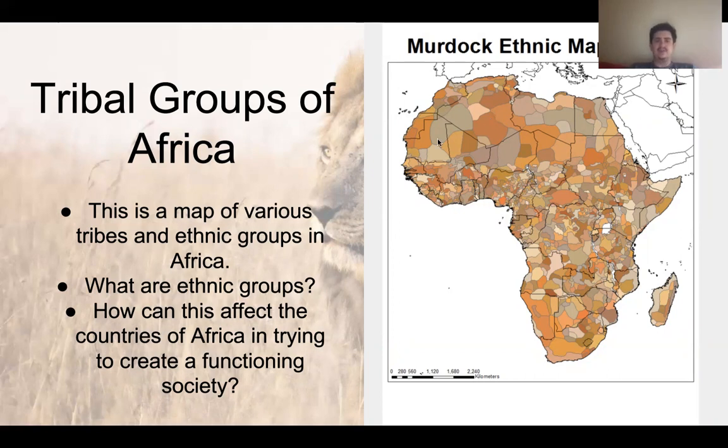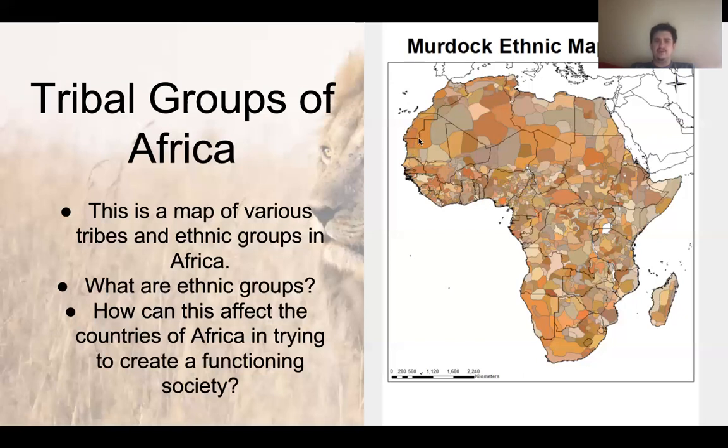So he started studying the different ethnic groups that you would find in Africa. Each of these little different shades of colors, these different sections, is a single tribal group. Now, if you notice, along the coast where there is more rain, a better climate, the number of ethnic groups in an area is a ton. There are a ton of ethnic groups in areas where there's a lot of rainfall.